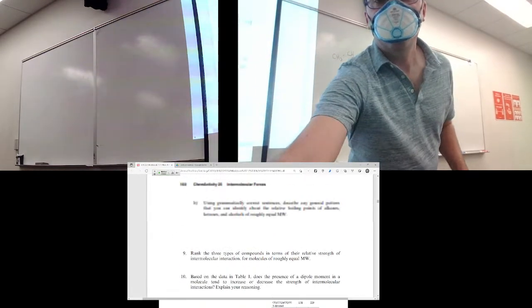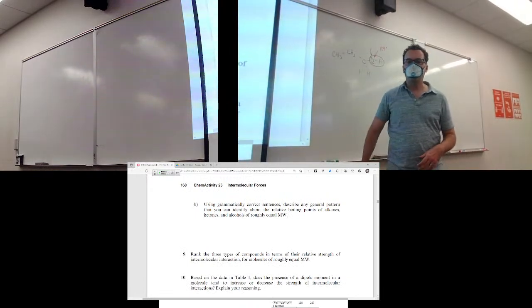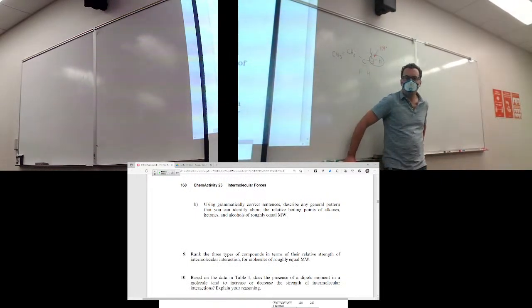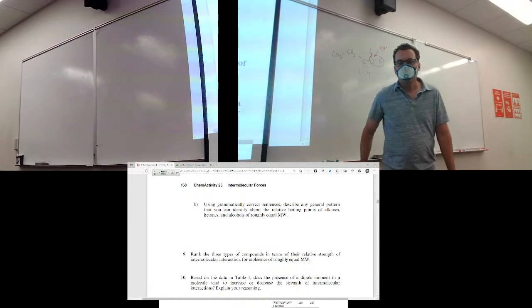Using a grammatically correct sentence, describe any general pattern you can identify about the boiling points of alkanes, ketones, and alcohols. The alcohols have higher boiling points. Ketones, not quite so high. The alkanes are going to have the lowest boiling points.